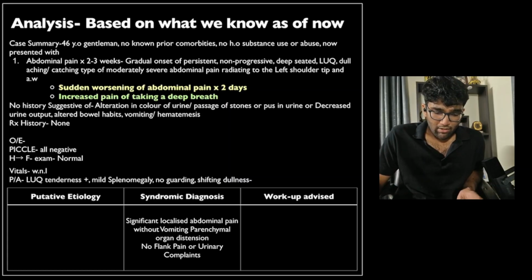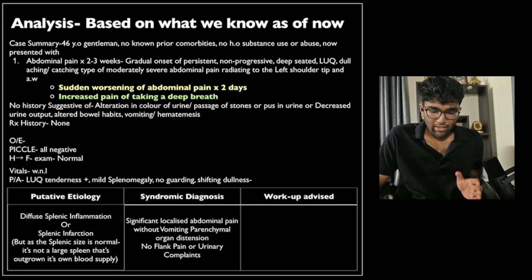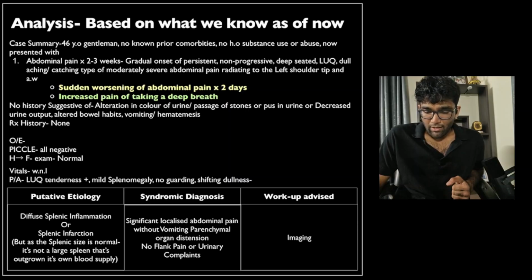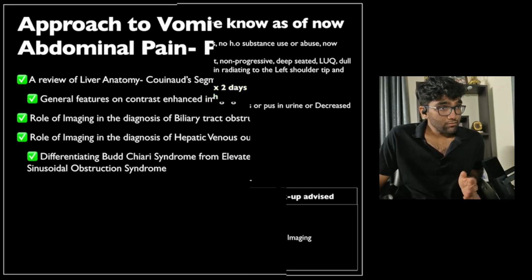kidney, and then because of the negative history of no alteration in color of urine, passage of stones or pus in urine, or decreased urine output, we essentially decided that the likely pathology is diffuse splenic inflammation or splenic infarction. Now, importantly, as the splenic size was normal, that is, it's not a large spleen, the infarction is not likely secondary to splenomegaly, and the workup that was advised was imaging. So we take this up from there, and we find that this is what it leads to.